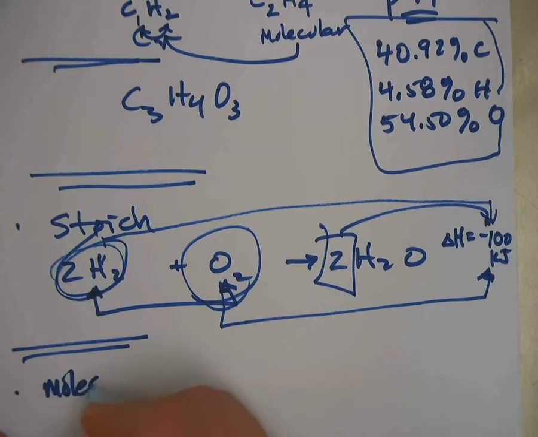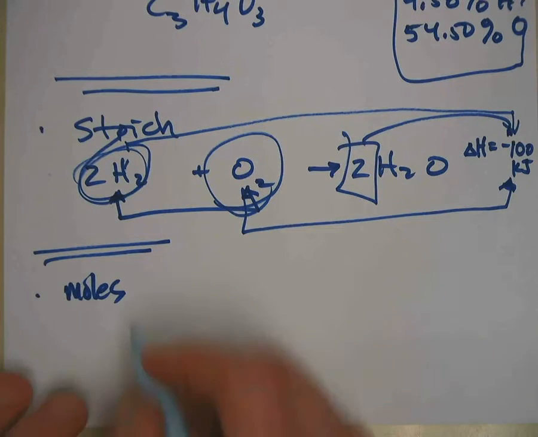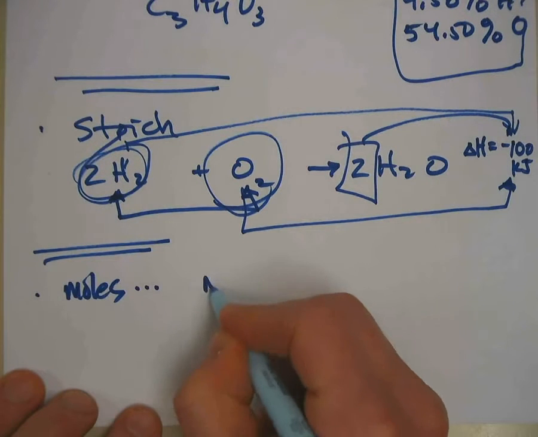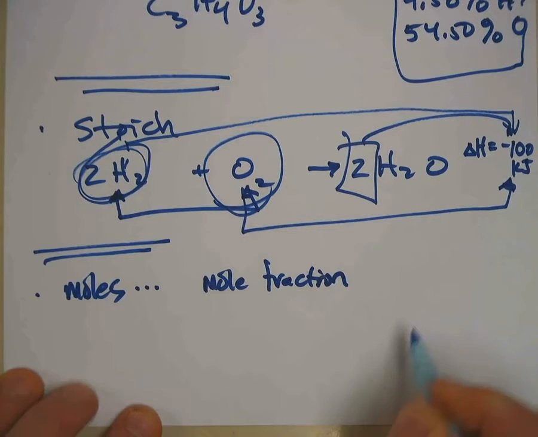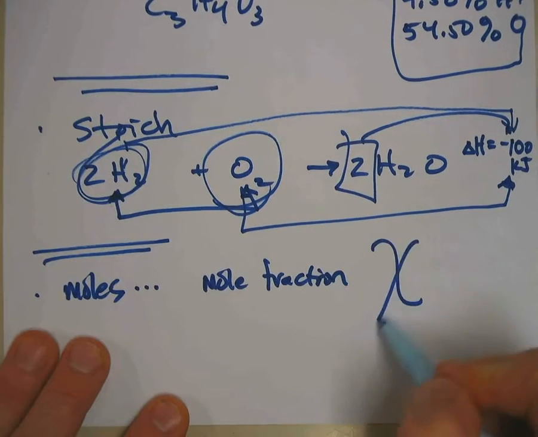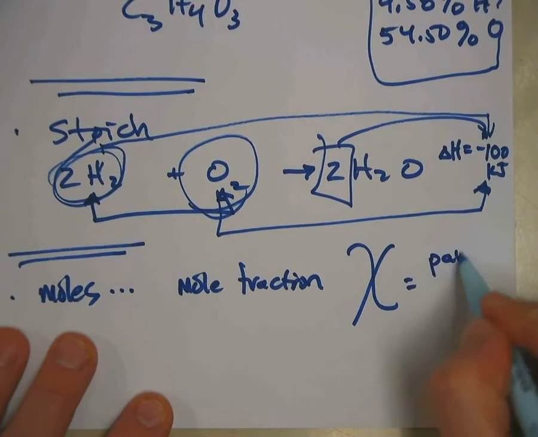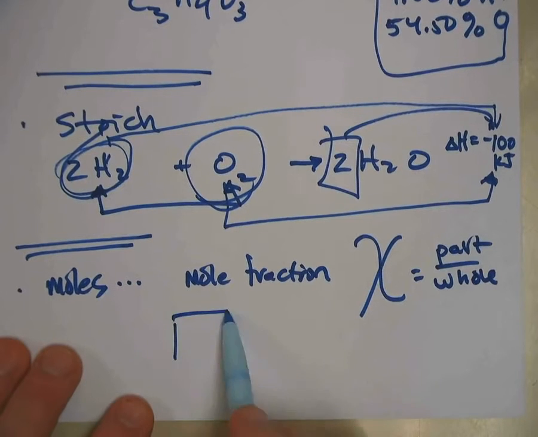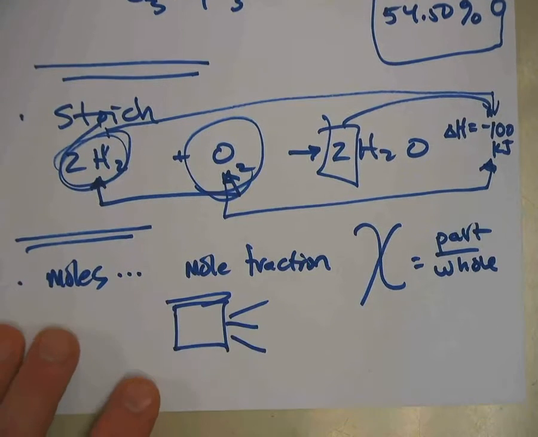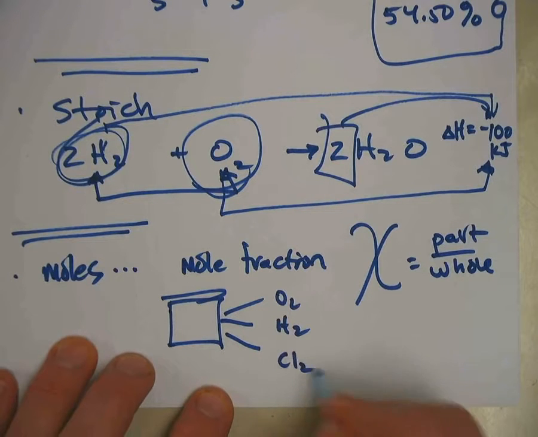Once you get into these things called moles, lots of times what people will want to know, and they didn't do this until chapter 10, is something called the mole fraction of a mixture, usually of gases, and this mole fraction is symbolized by this giant letter X. And all that means is part divided by the whole thing. So for example, let's say you had a container, and inside of this container you had 3 different gases. One of them was oxygen, one of them was hydrogen, and one of them was chlorine, for example.